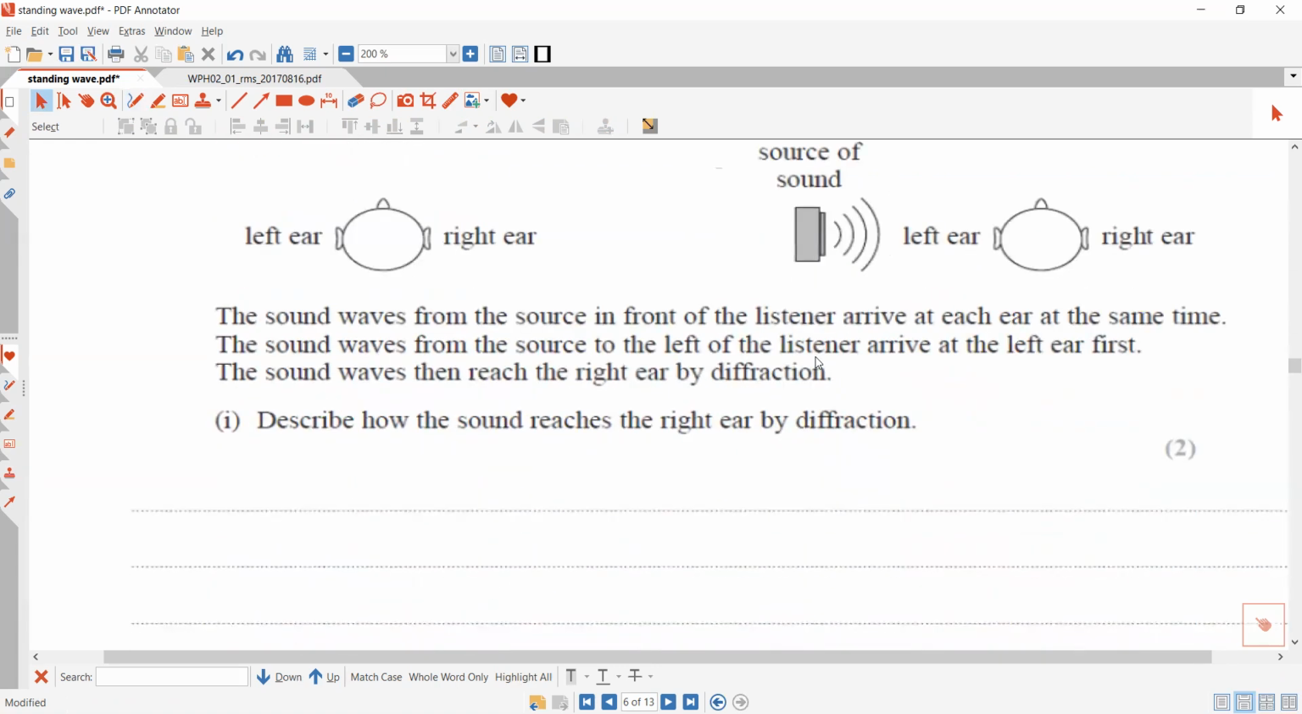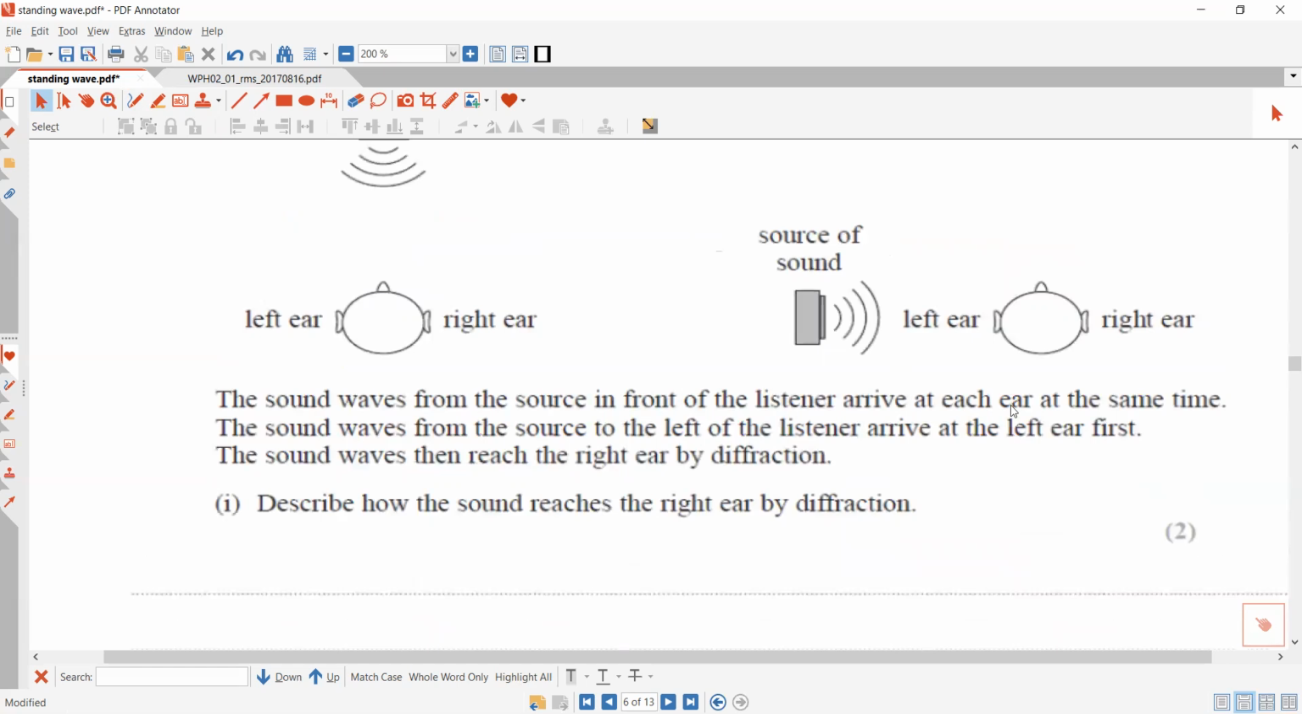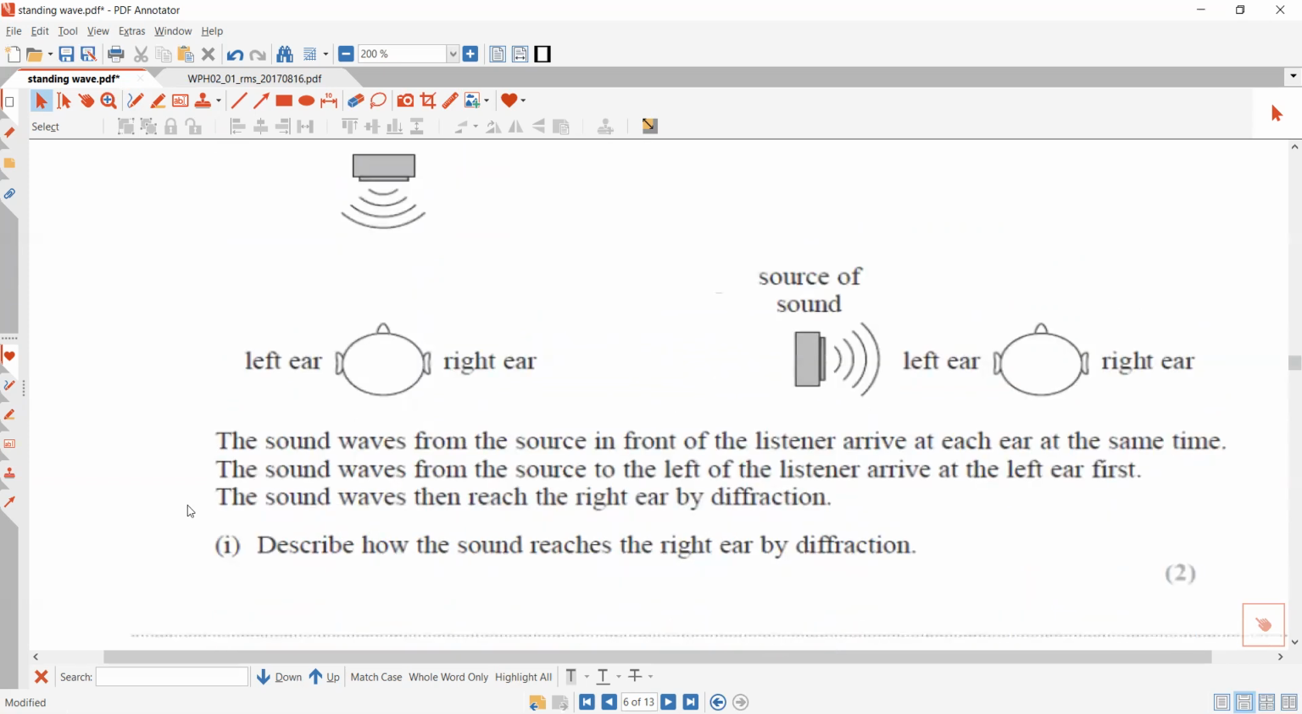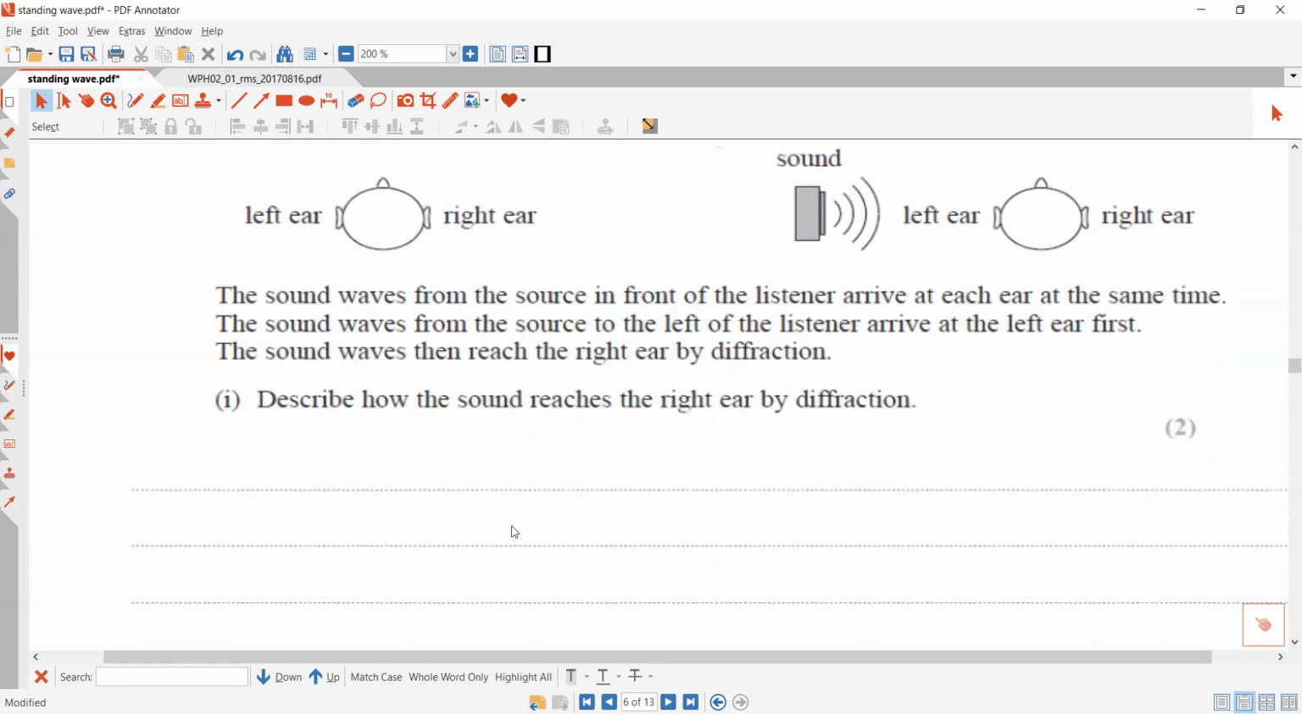The sound waves from the source in front of the listener arrive at each ear at the same time. So definitely it is getting diffracted here. The sound waves from the source to the left of the listener arrive at the left ear first, and the sound waves then reach the right ear by diffraction. Describe how the sound reaches the right ear by diffraction.